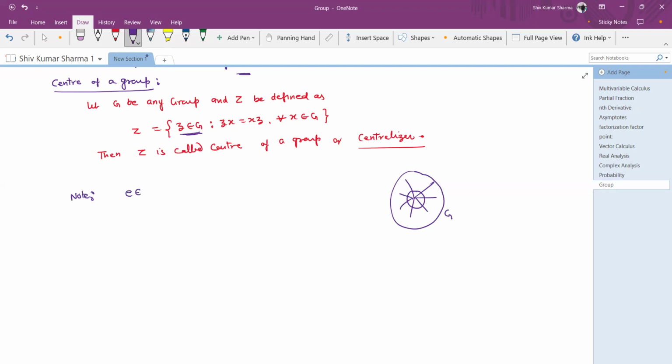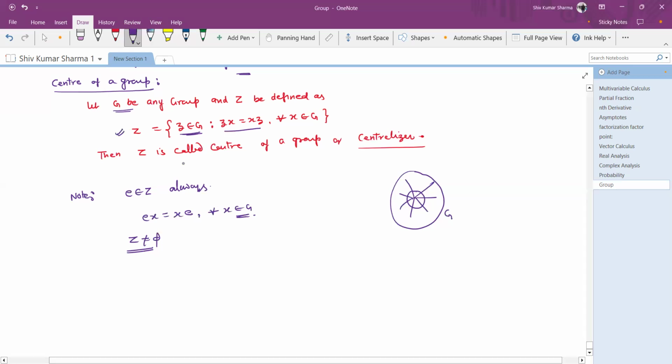So we remember the note. Suppose E be the identity element which belongs to G. This identity always belongs to G because G is any group, so E also belongs to G, such that EX is equal to XE. This is satisfied always for every X belonging to G, so Z cannot be an empty set. It at least contains one element of G. So XZ equal to ZX and Z belongs to G. This is called the centralizer. So Z is called the centralizer of a group.